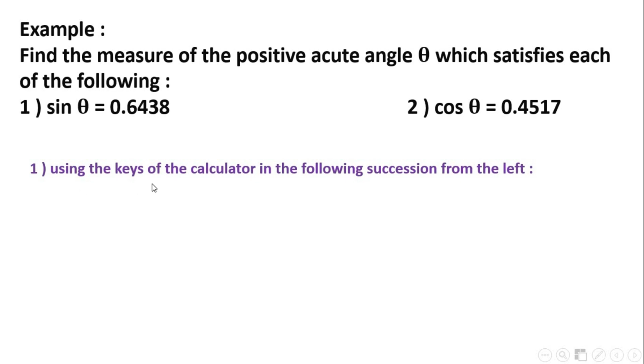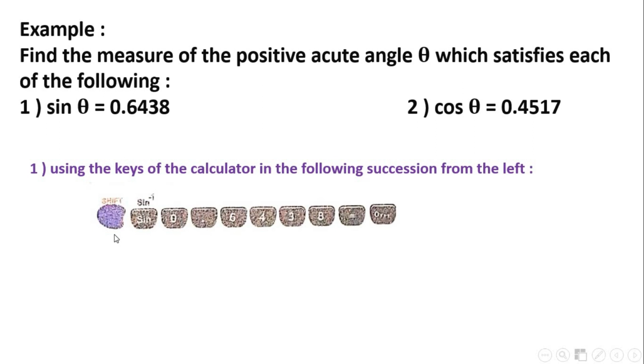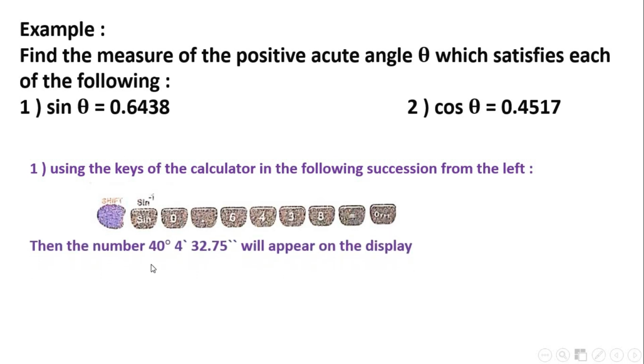Number 1, using the keys of the calculator in the following succession from the left: you press shift, then sine minus 1, 0.6438, equals. Then 40 degrees, 40 minutes, 32.75 seconds will appear on the display. Therefore, theta equals 40 degrees, 41 minutes, 33 seconds.